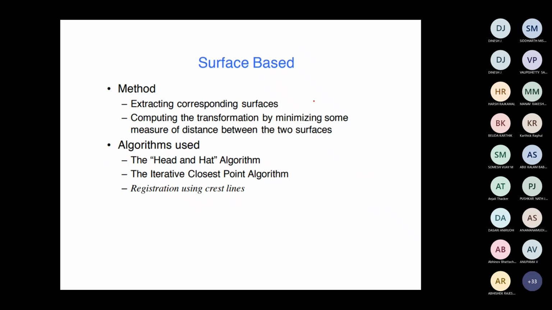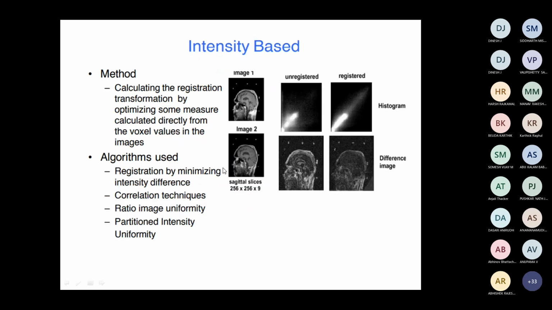Then the next one is surface based. The method that we will use is to extract the corresponding surfaces. Then we will compute the transformation by minimizing the measure of distances between the surfaces. That's why we call it surface based. The algorithms we use are the head and hat algorithm and the iterative closest point algorithm. And registration we can also do using pressed lines. So these are the algorithms that we can use for surface based.